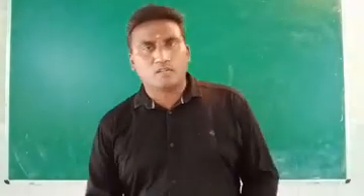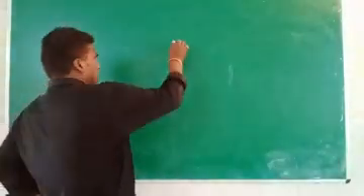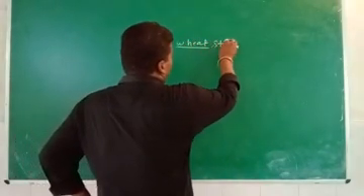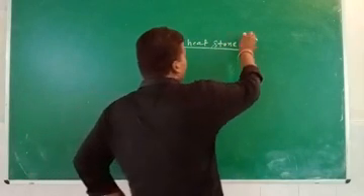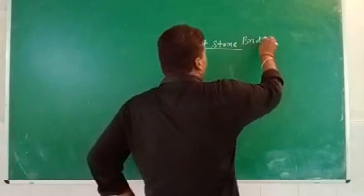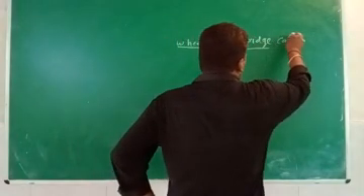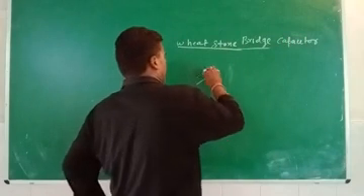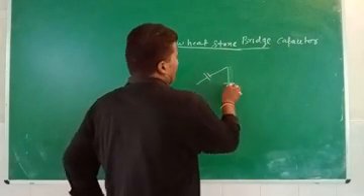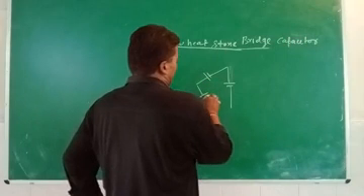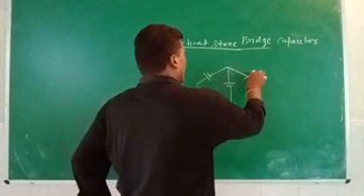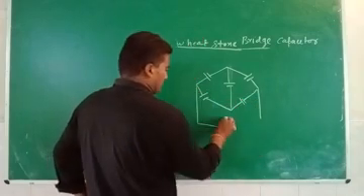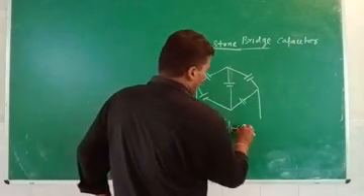Now we discuss the Wheatstone bridge capacitor. The Wheatstone bridge capacitor is a combination of 5 capacitors connected in the form of a bridge. Therefore, it is also called a Wheatstone bridge type of capacitor. Like this.